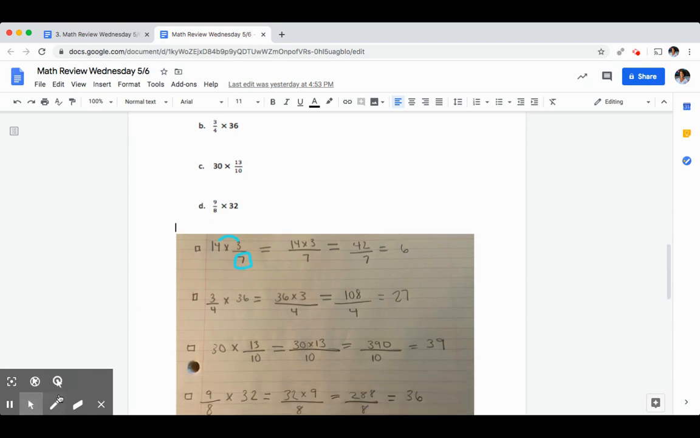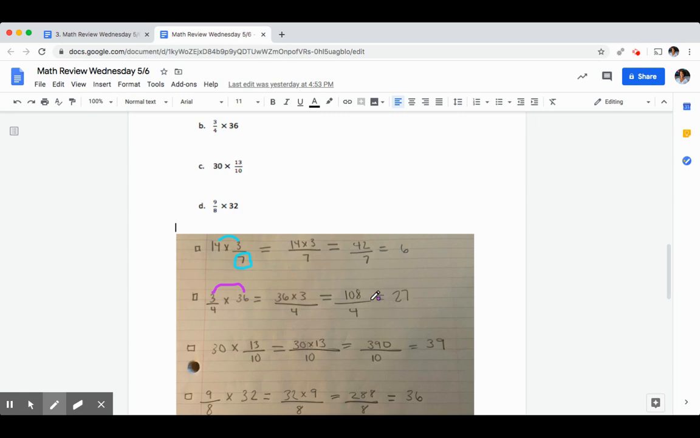B. 3/4 times 36. We multiply our whole number times our numerator and leave our denominator the same. 36 times 3 over 4. That equals 108/4. 108 divided by 4 equals 27.